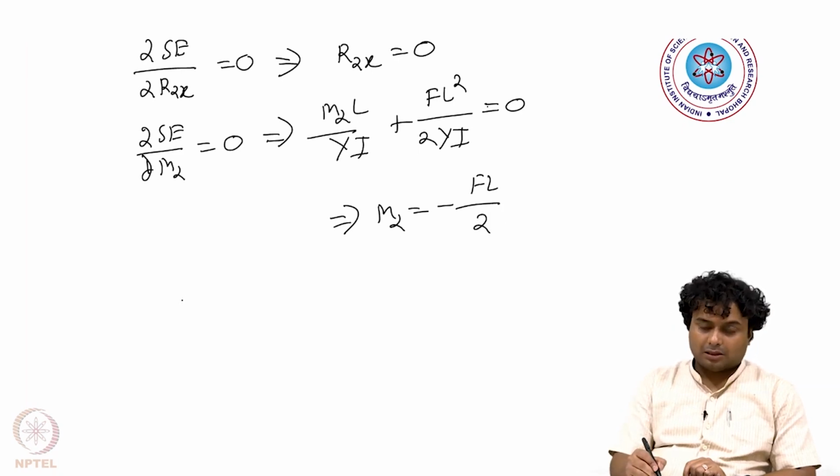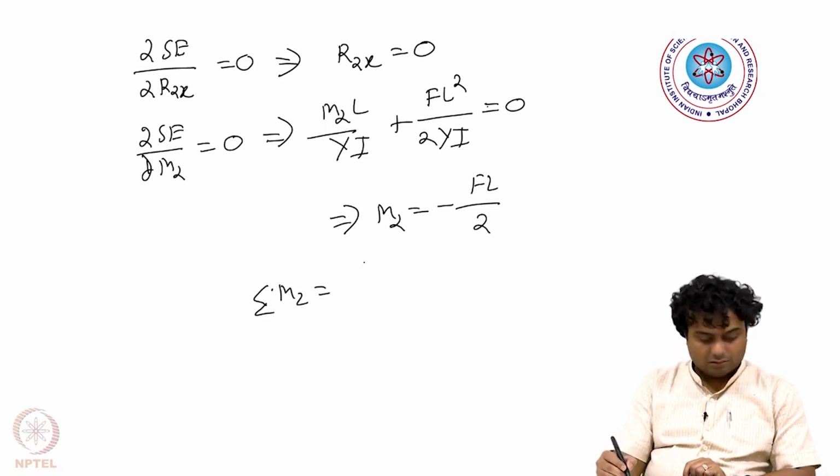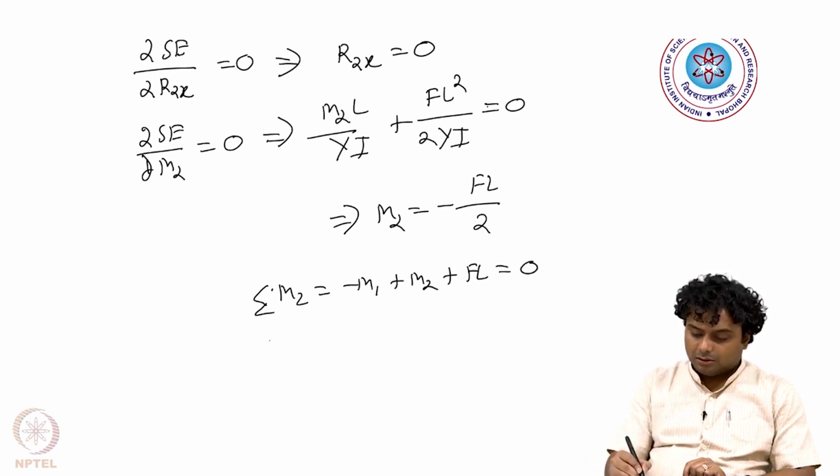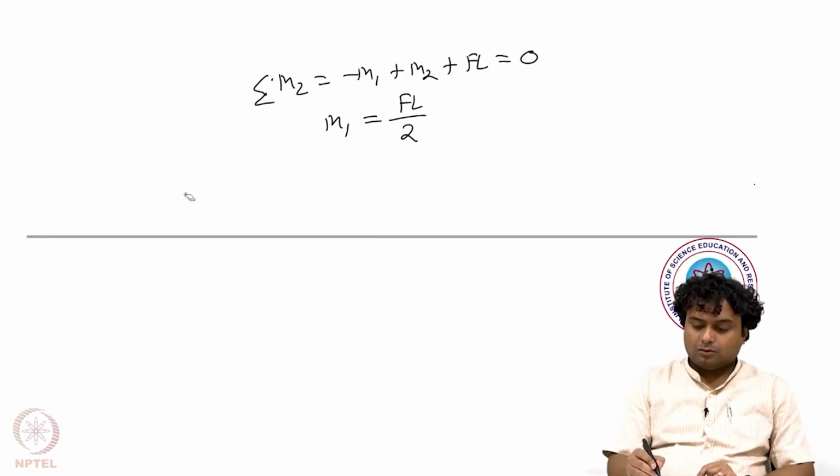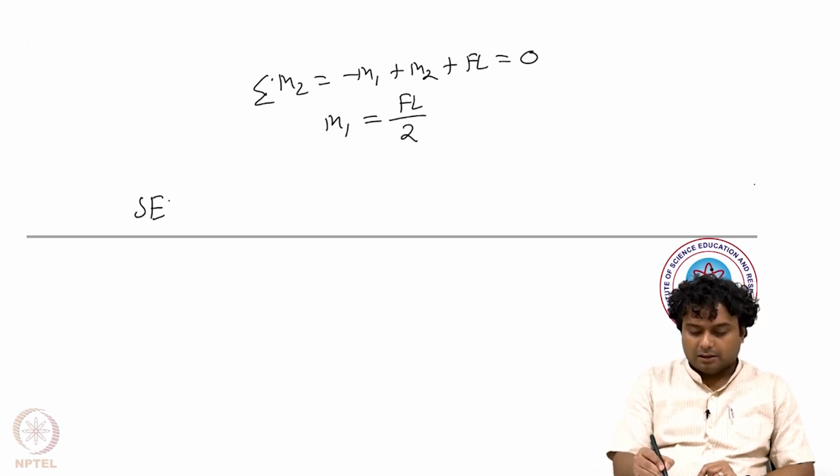Again, from another condition, sigma Mz equals minus M1 plus M2 plus FL equals 0. Now M2 is equal to minus FL by 2, so we can write that M1 equals plus FL by 2. Though M1 is not required, for continuity we calculated M1 also. Now we have M2 and M1 both, so we calculate the strain energy again in terms of force.